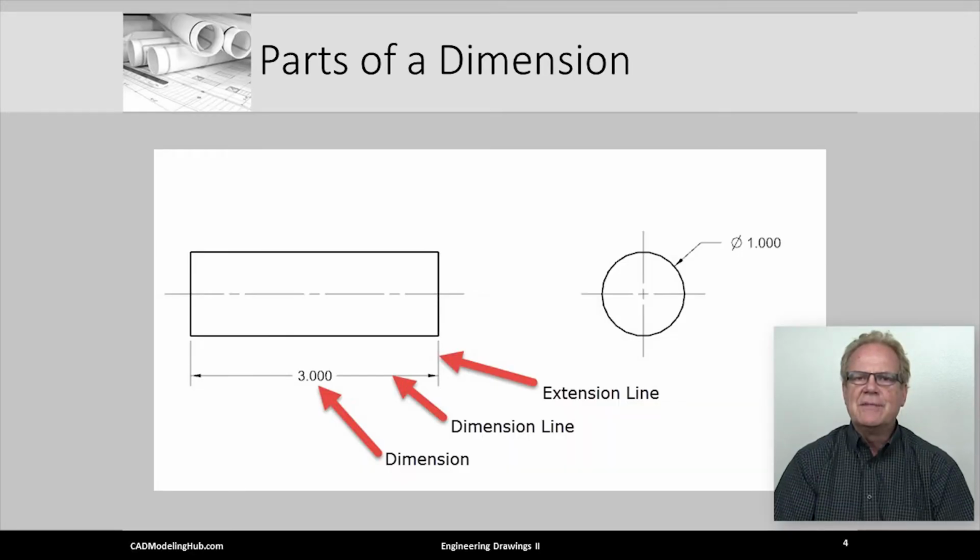Linear and angular dimensions generally consist of three things: a dimension value, dimension lines with arrows, and extension lines denoting where the dimension begins and ends. Remember, extension lines do not touch the object lines. Diameter and radial dimensions consist of a dimension value and a leader line.